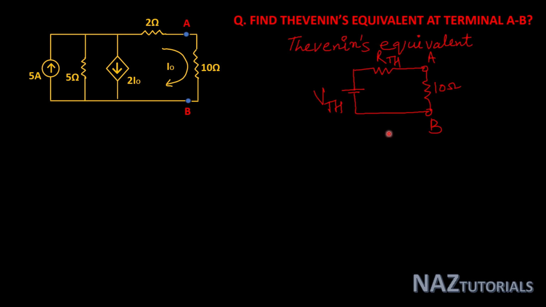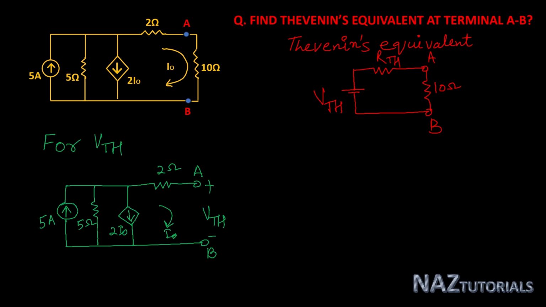This is our Thevenin equivalent where VTH is in series with resistance RTH for terminal AB, where our load resistance is 10 ohm. So first we see the calculation of VTH, then the calculation of RTH. For the VTH calculation, this is our network where we will remove the load 10 ohm, and this open circuit terminal voltage is defined as VTH.